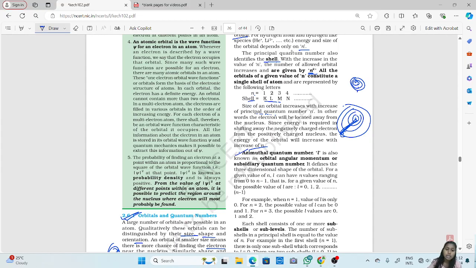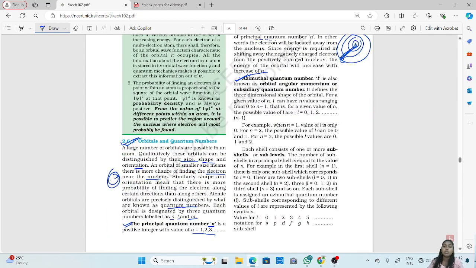And next is the azimuthal quantum number, that is l, also known as the orbital angular momentum or subsidiary quantum number. These are the other names for the azimuthal quantum number, and it is denoted as small l. It defines the three-dimensional shape of the orbital. Principal quantum number basically deals with the size and the energy of the atom, while the azimuthal quantum number defines the shape of the orbital.